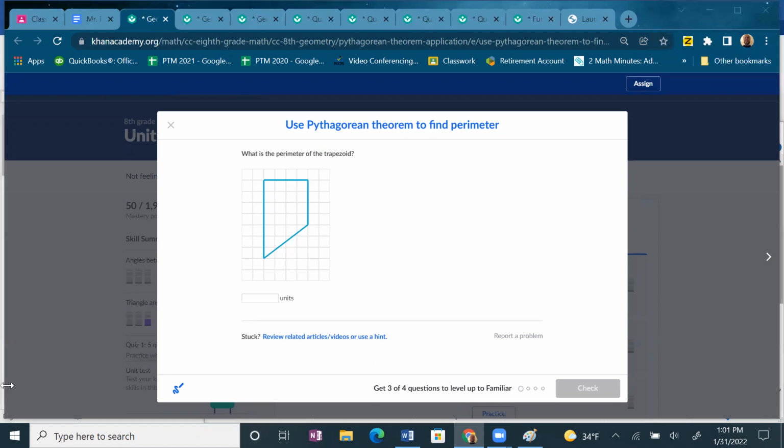Slows down my computer. Okay, so you know about the Pythagorean theorem from last week. It is a squared plus b squared equals c squared. What is the perimeter of the trapezoid? So perimeter, circle that word, write it down on your paper. It means add all side lengths together.